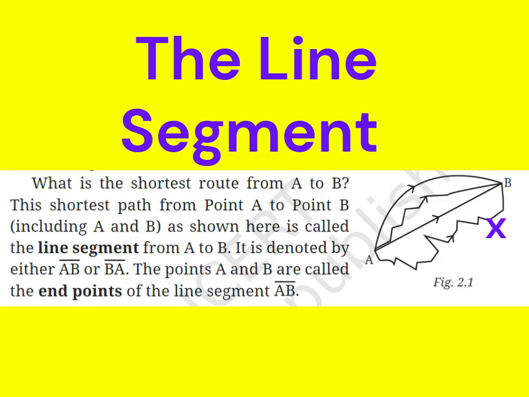The line segment. What happens when we connect 2 points? If we take the shortest, straightest path between point A and point B, we create a line segment. Notice the red X on the curve. Geometry is about precision, and only the straight path counts. A segment has a definite start and a definite end, which we write as segment AB with a bar on top.